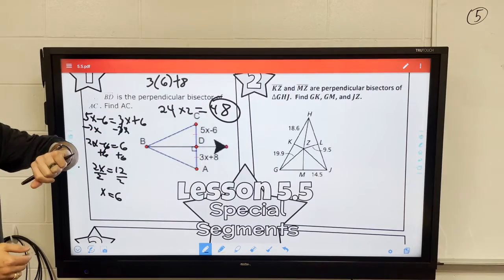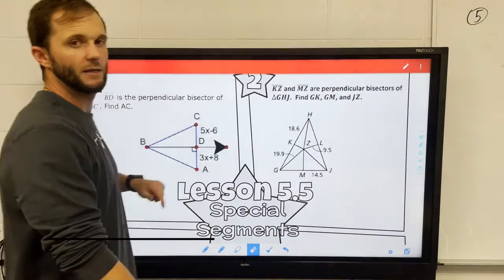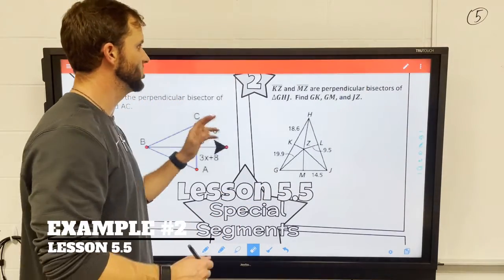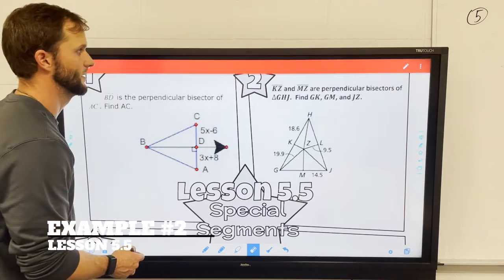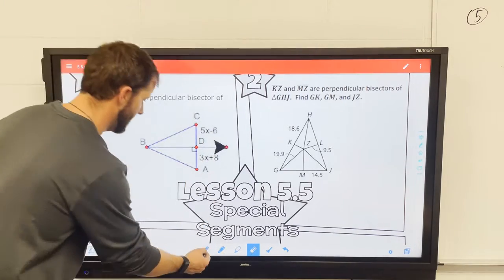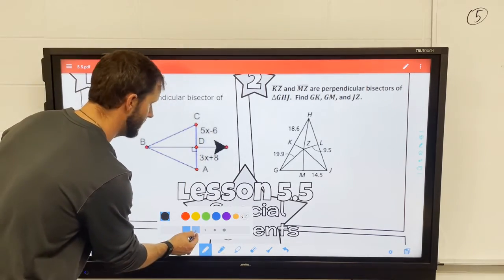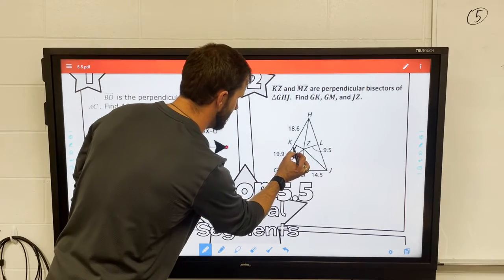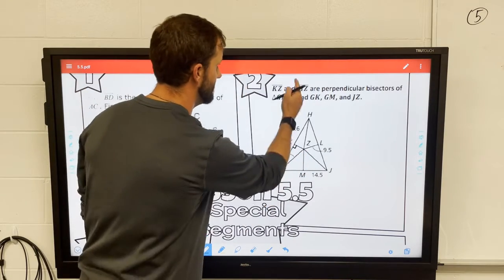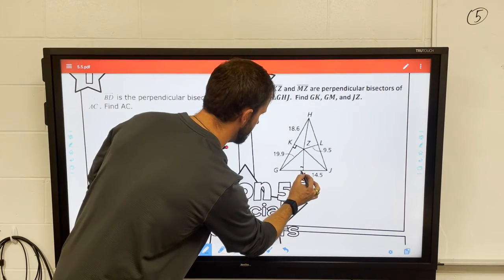So let's jump over to example number 2. All right, guys, so now look at example number 2. Right now it tells me JZ and MZ are perpendicular bisectors of GH and GJ. So this is going to be a perpendicular bisector, and it says M to Z, so this is a perpendicular bisector.